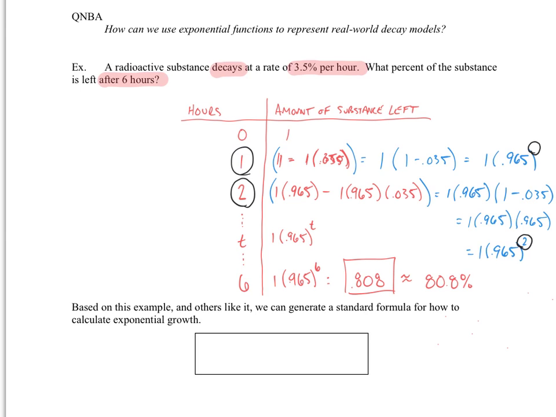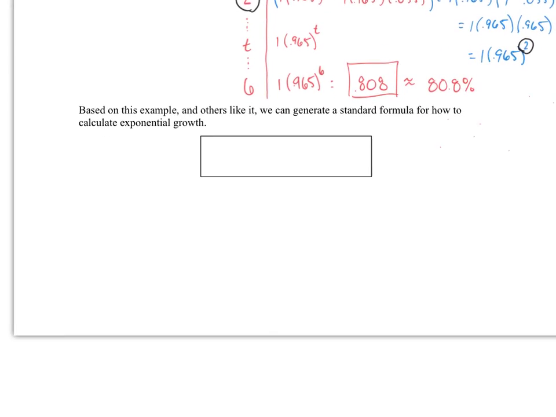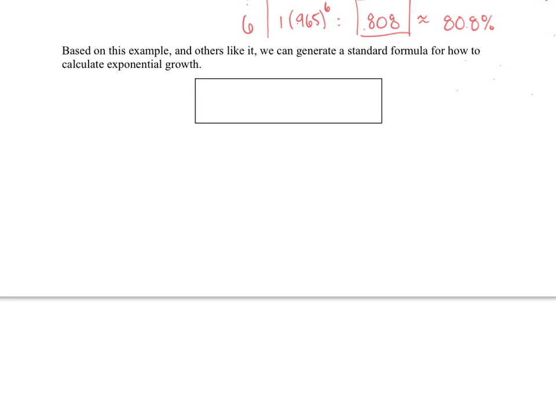So after 6 hours, there's about 81% of the substance that's still left, and that's when we start to see the effects of exponential decay. Now the things aren't growing, they're decaying, so at the end of our amount of time, we have less of them. So let's see how different our formula is from exponential growth. It's really not too different.